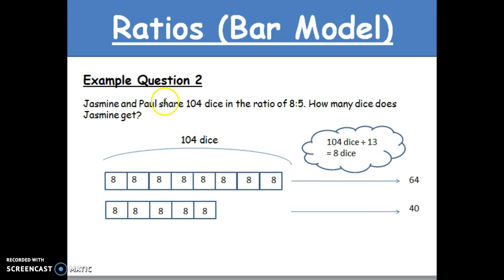So here's another question. Jasmine and Paul share 104 dice in a ratio of 8 to 5. How many dice does Jasmine get? Well, same idea. Draw 8 to 5, 8 to 5, and you get 104. Divide by 13 boxes. And the reason why it's 13 is because if you add all these boxes up, you get 13. And then if you divide up, you get 8. So place numbers inside there, and you get 64 and 40. So Jasmine gets 64.